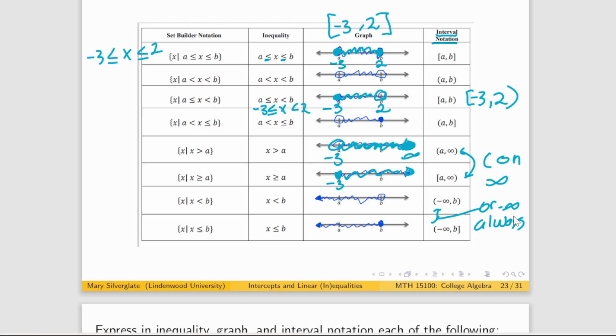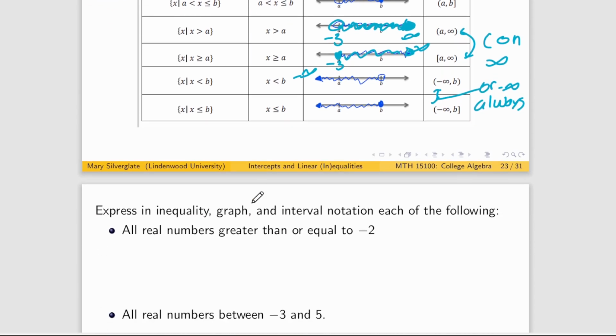It's more of a math philosophy thing, but the short of it is that you need to know that you never, ever put a bracket on an infinity or a negative infinity. That is always a parenthesis. And to the left, we are always approaching negative infinity, and to the right, we're approaching positive infinity.